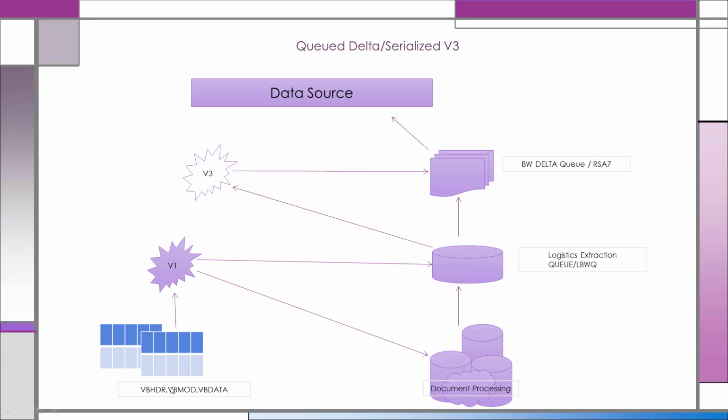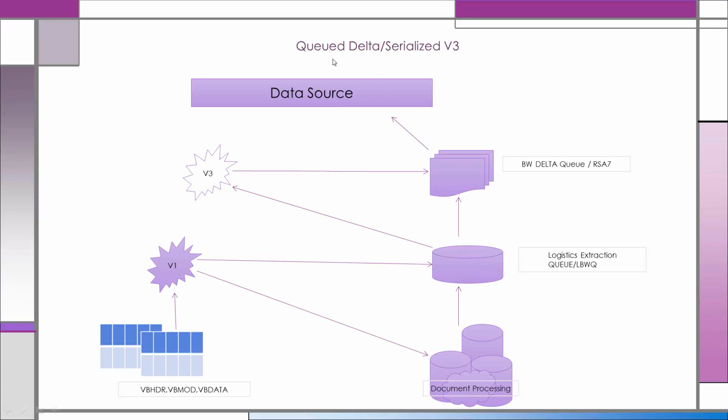Whenever you create a document using the V1 update, it's stored in the application table, and the same data is stored in the queue as well. Even if there is a reversal of data, it will again be stored in the queue until the original data load happens in the business warehouse, because data load does not happen every now and then. The data is collected in a queue, and then using the V3 update it goes to another queue called the delta queue, which is exclusively for business warehouse. Then it loads into the data source.